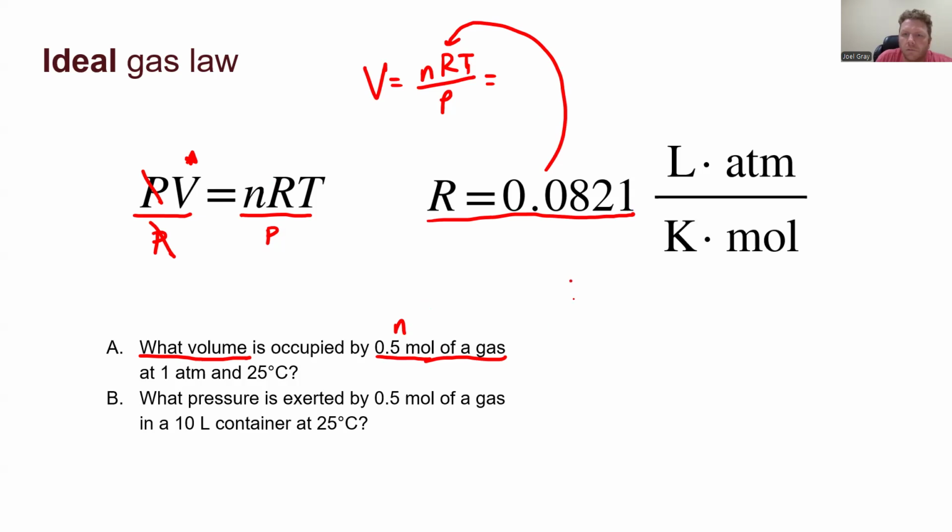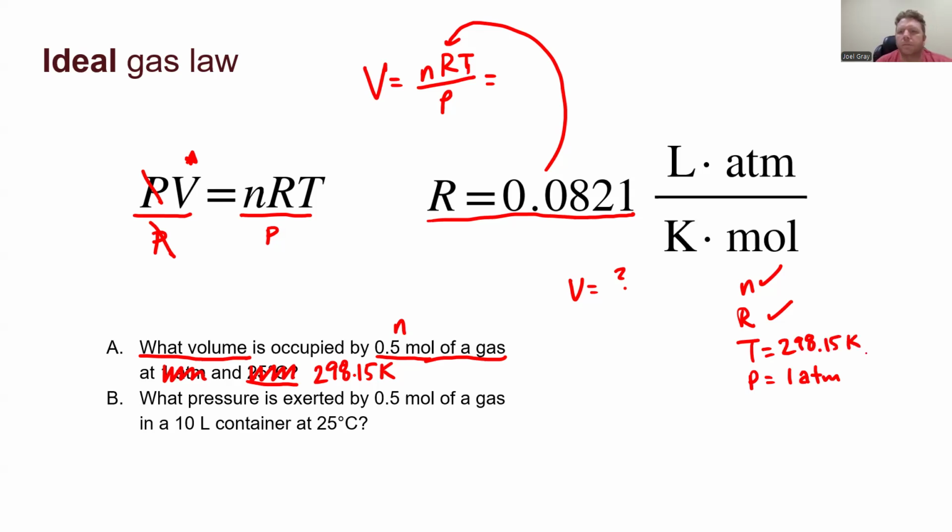I always like to check things off. So V equals question mark. n, check. R, check. T, ooh, 25 degrees Celsius. So that's going to be 298.15 Kelvin. And then pressure, 1 atmosphere. T is 298.15 Kelvin. So check, check.